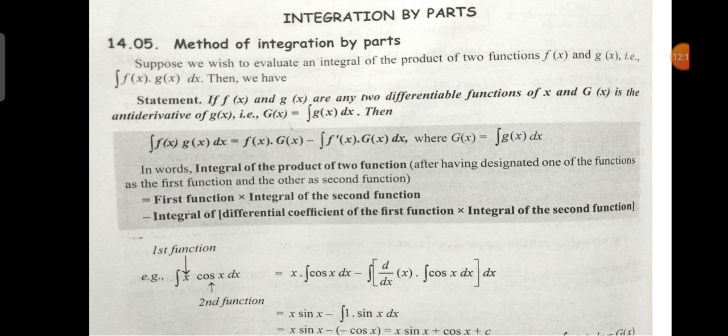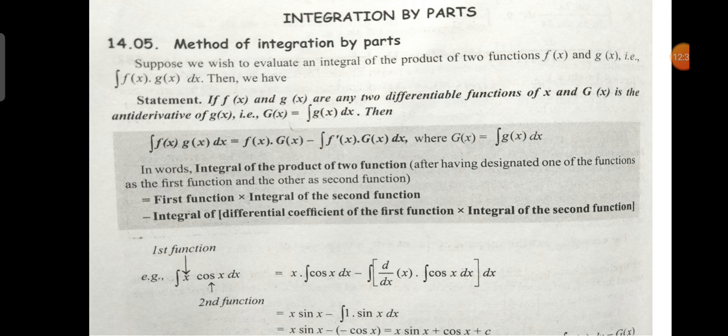It is sin x minus... you are not putting that c here because the integration is not over. That is why the second term is also to be integrated. So integral, what is d by dx of x? It is 1, and integral of cos x dx is sin x, then dx.